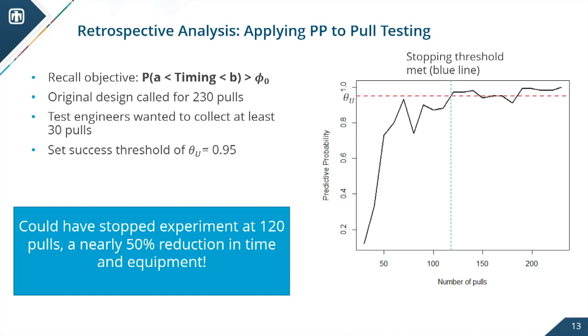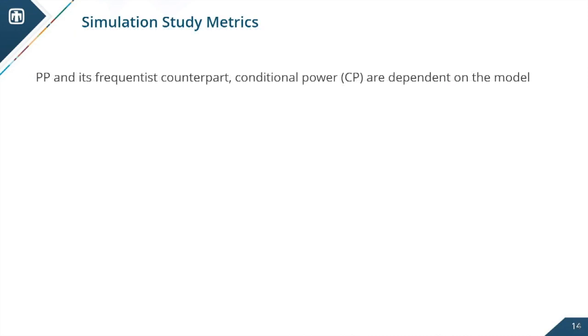Okay. Now, what I haven't addressed yet is that this is a very optimistic analysis, because predictive probability is very much dependent upon your model. When you calculate it, if you remember the previous equations, it very much depends on your model being correct, which becomes a little bit dangerous. So for that reason, we did a simulation study to test the robustness of this method. And for comparison, there's also a frequentist counterpart to predictive probability called conditional power. So we'll compare to that as well.